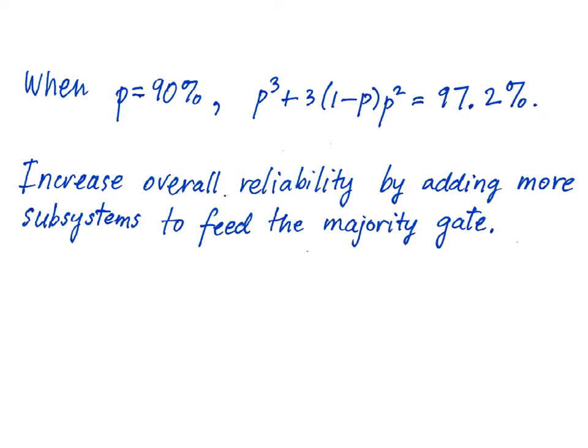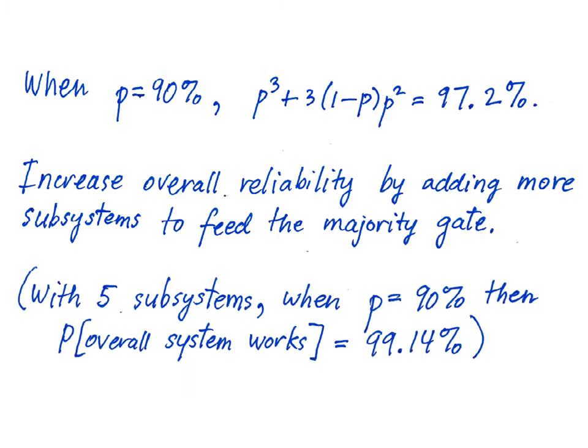Of course, we can increase this even more by adding more subsystems. It has to be an odd number, so 5, 7, 9, etc. With 5, for the same reliability as my previous calculation, we now get 99.14% reliability of the overall system.